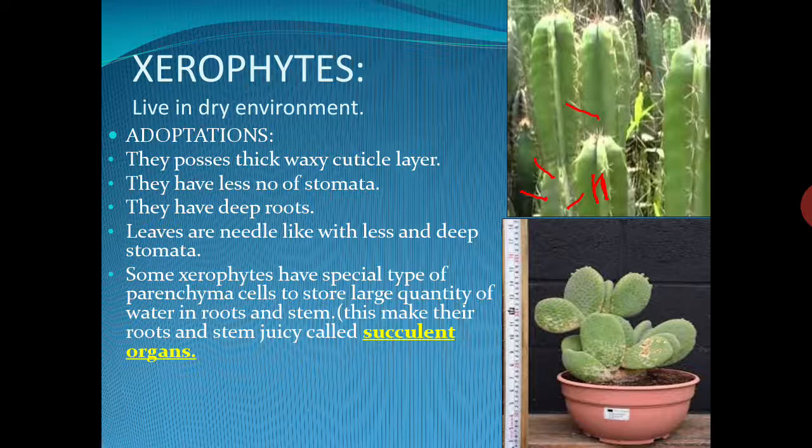Some xerophytes have a special type of parenchyma cells to store a large quantity of water in roots and stem. You can see this stem has parenchyma cells which store the water and make the root and stem juicy, called succulent organ. Example, cactus.